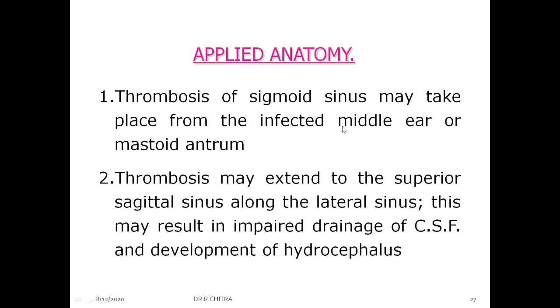Applied anatomy. Thrombosis of the sigmoid sinuses may take place from the infected middle ear and from the mastoid antrum. If it extends to the superior sagittal sinus along this transverse sinus, this may result in impaired drainage of CSF, a condition called hydrocephalus. So this completes the dural venous sinuses classification, and mainly we have seen how the dural venous sinuses become the internal jugular vein.